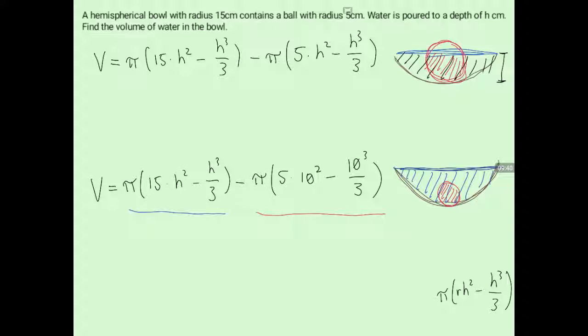And what we get is just the volume of water displaced by the bowl minus the volume of water displaced by the ball. And this is in fact just equal to the volume of the ball, the volume of the sphere. So this is actually equal to 4 over 3 pi r cubed. So this is our final answer.